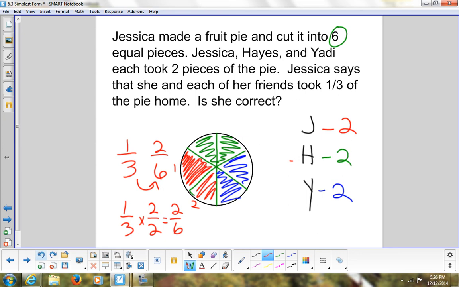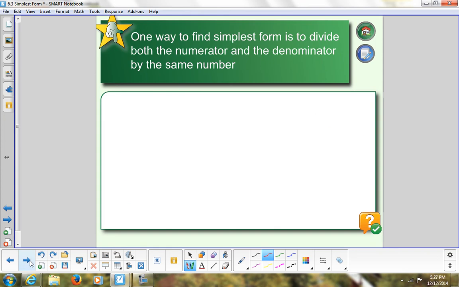So 2/6. Did they eat a third of the pie? Yes. Yes, she did. That is correct because they each ate 2/6 of a pie, and 2/6 is an equivalent fraction to 1/3. Alright, one way to find simplest form is to divide both the numerator and the denominator by the same number.